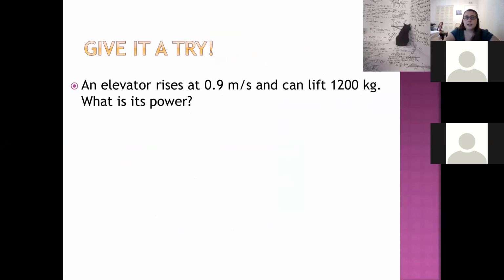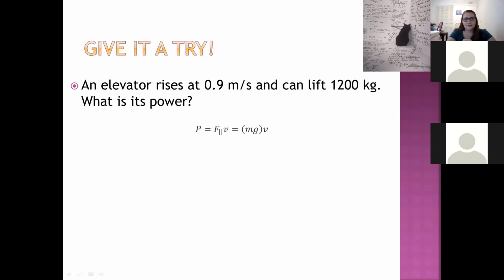Okay, so then I want you to give this a try. An elevator rises at 0.9 meters per second and can lift 1,200 kilograms. What is its power? Or should I say, what is its power? A. No? Okay. You didn't like my pun. So sad. Okay, so take a second, try to solve this problem on your own, and we'll come back and do it together.